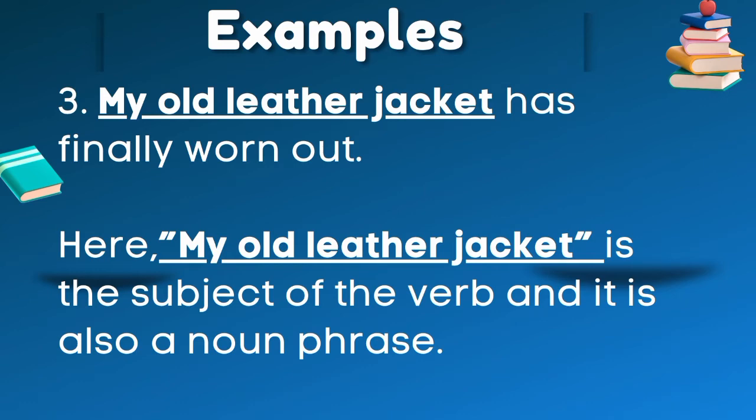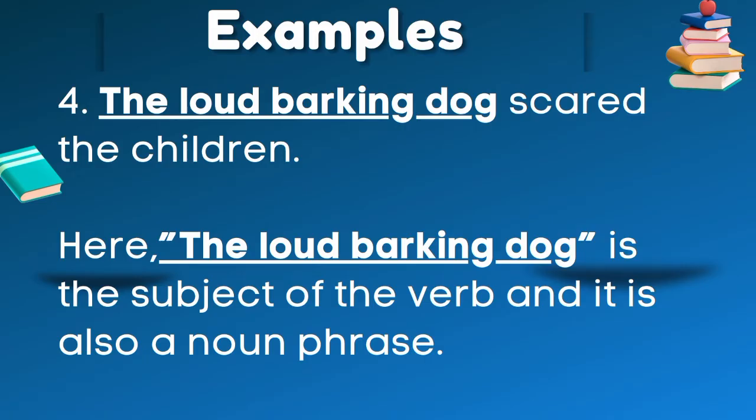Number 4, the loud barking dog scared the boy. So the noun phrase in that sentence is the loud barking dog, and it is functioning as the subject of the verb.